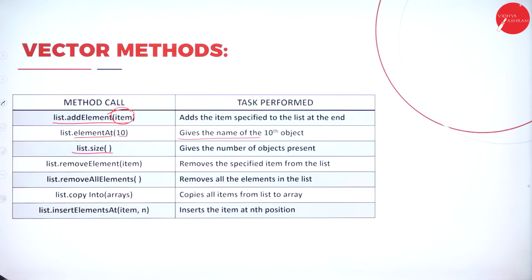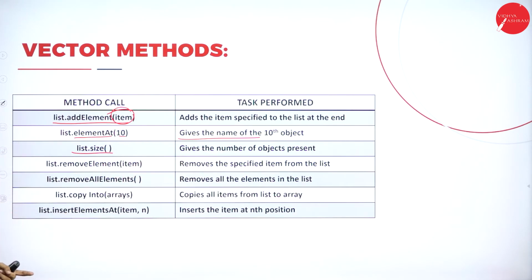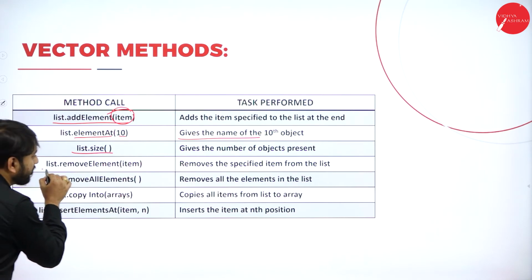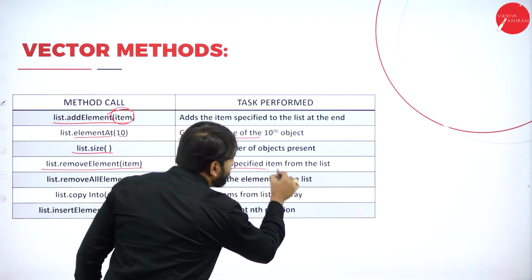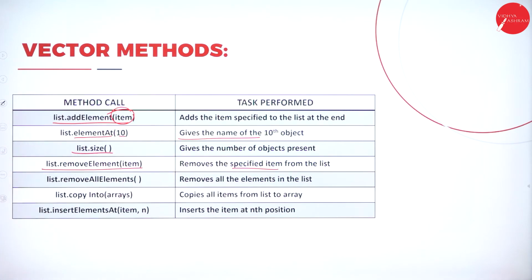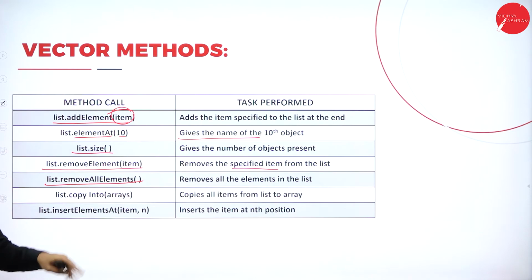I have list dot size. You all know it gives the number of objects present inside the list. That's what you need to remember. Fine. List dot remove element item: whatever you have passed as a parameter, that element will be removed from the list. The next one that I have is remove all the elements. Whatever you have inside the list, everything will be removed. That is one of the things that you need to remember.